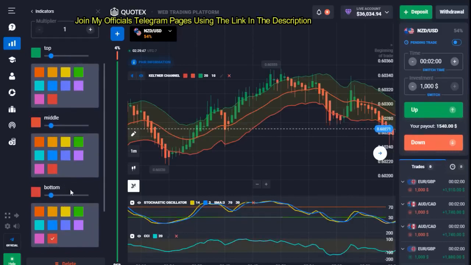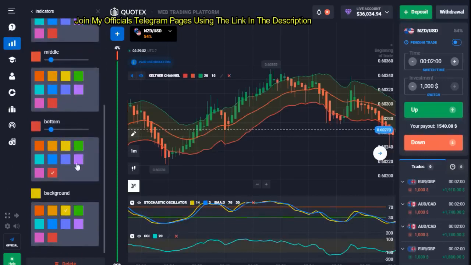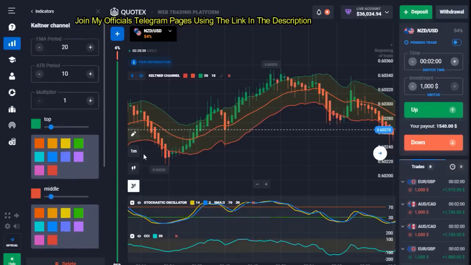I also change the color. I start changing the color from here. The bottom color I use is red, while the background here is yellow. That's what I do. When you're done, you close it.